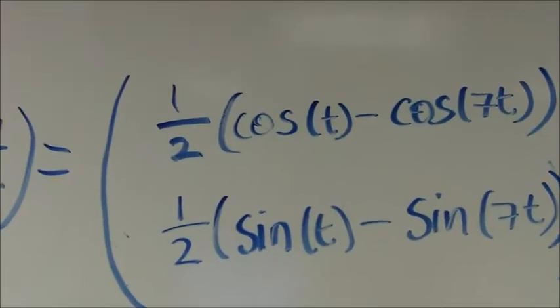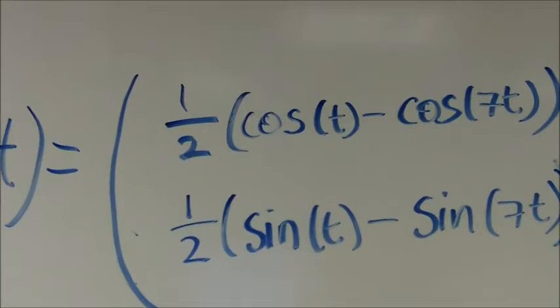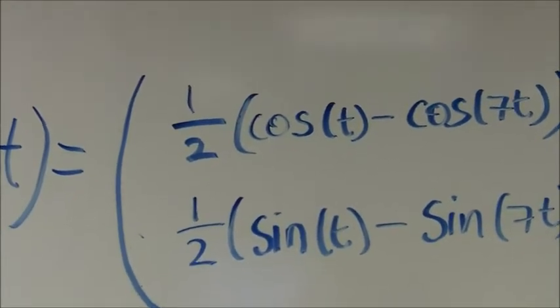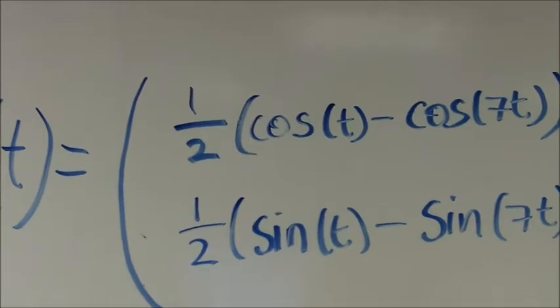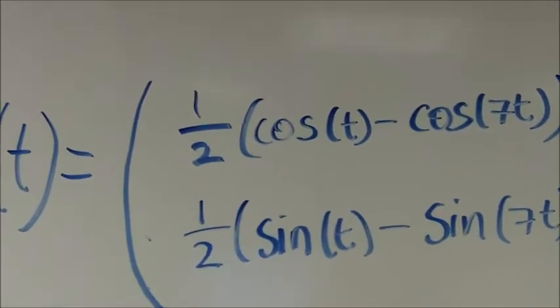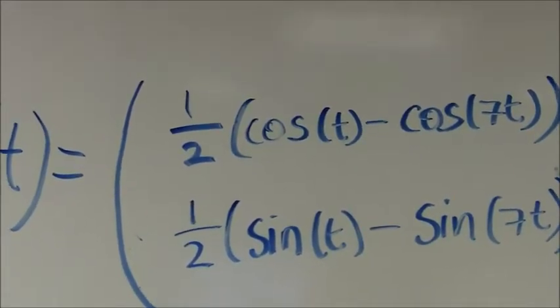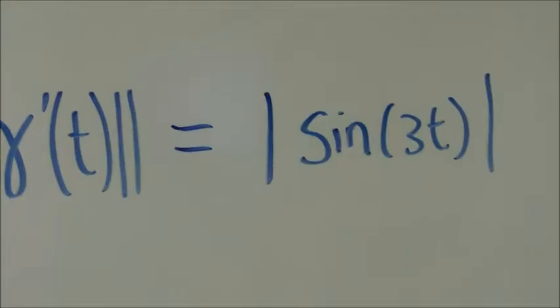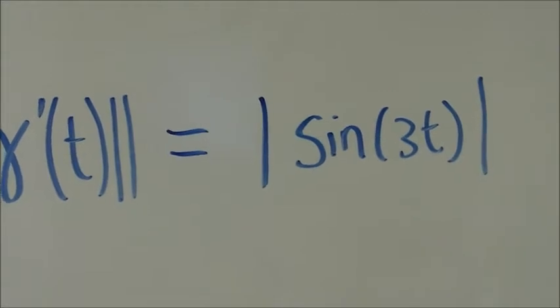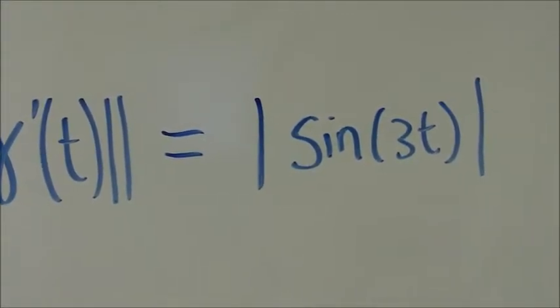From the equation of gamma shown before, we can calculate the first derivative shown here by first calculating the derivative of the x component with respect to t, and then secondly calculating the derivative of the y component with respect to t. The norm of the first derivative is the speed, which we calculated as this.